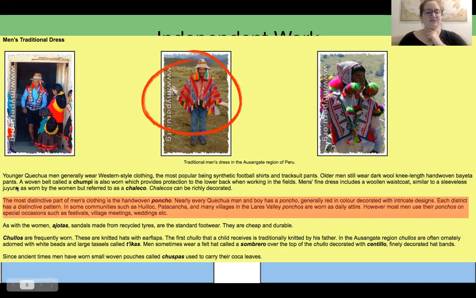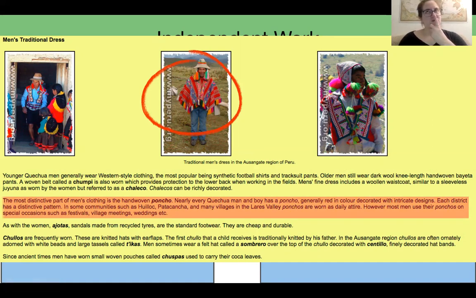The most distinctive part of men's clothing is the hand-woven poncho. Nearly every Quechua man and boy has a poncho, generally red in color, decorated with intricate designs. Each district has a distinctive pattern. In some communities, and in many villages, ponchos are worn as daily attire. However, most men use their ponchos on special occasions, such as festivals, village meetings, weddings, etc.